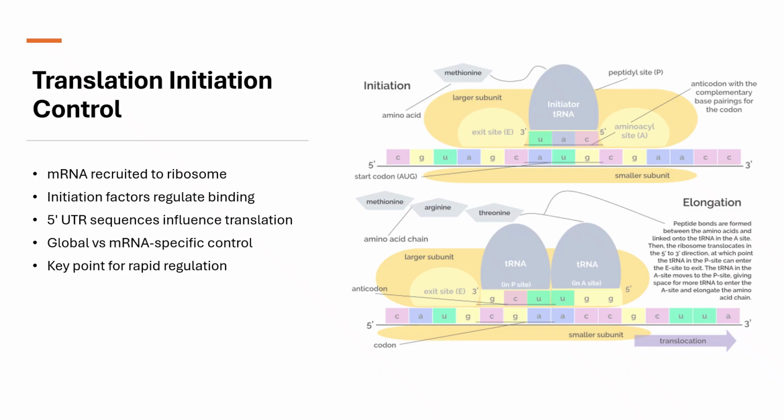Because translation consumes large amounts of ATP, regulation here conserves energy. Rapid translation control is crucial in processes such as immune responses and early development. It is the equivalent of deciding whether to start cooking now or waiting until guests actually arrive.